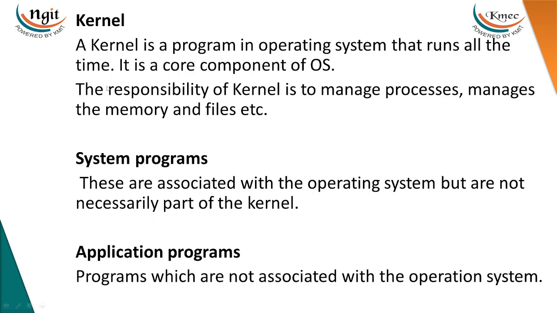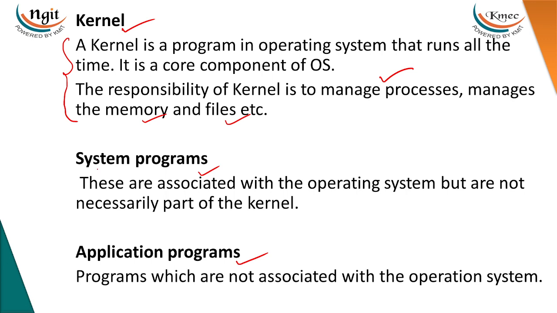There are some terms related to operating system that we often use. First is kernel, second is system program, third is application programs. The kernel is the core component of operating system. The kernel starts running when your computer is turned on. Whenever you start your computer, the kernel program starts executing. Once the kernel is executing, it loads all the other programs that are installed in your system. What is the responsibility of the kernel? It manages the processes, and it manages the resources and files.